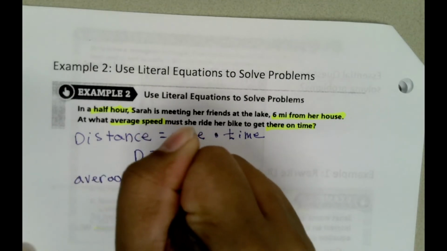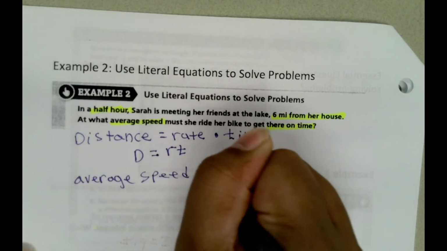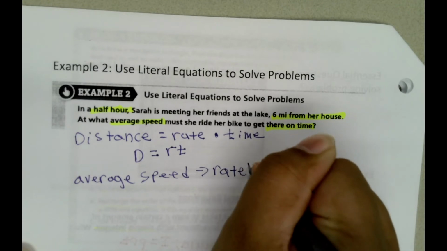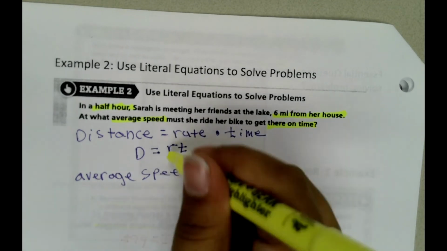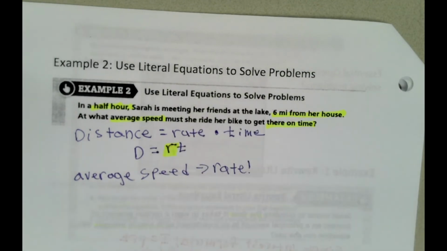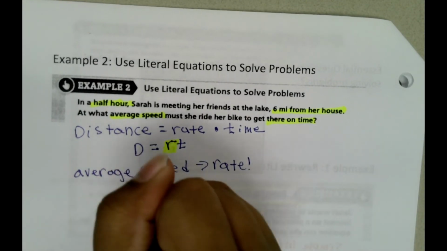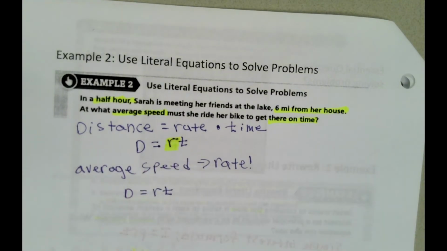Well, D equals RT. I'm going to rewrite it again. Our R is being bothered by the T. What's the T doing to the R? It's multiplying. So we're going to divide because that's how we get rid of it. But is it ever going to get any simpler than D over T? No. So our R is equal to our distance over our time.